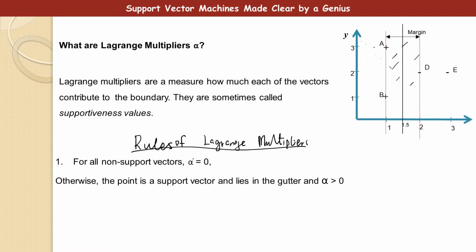First, for all non-support vectors, alpha is equal to 0. So for points that are not in the gutter, they are not support vectors. For instance, this point E, alpha is 0 because it does not support the decision boundary. It does not have any effect on the decision boundary. Remember, we say that the Lagrange multipliers try to explain how the points or the vectors support the decision boundary. Alright, so note that alpha will never be negative. So it's either 0, which means it doesn't have any support for the decision boundary, or greater than 0. It can't be negative because that would not make any sense.